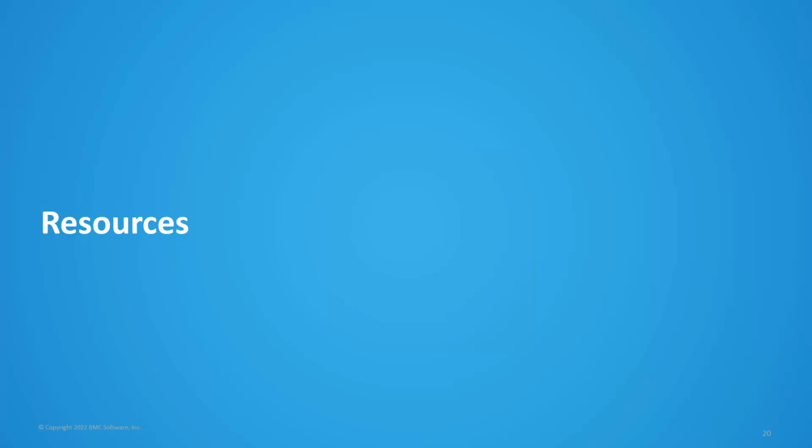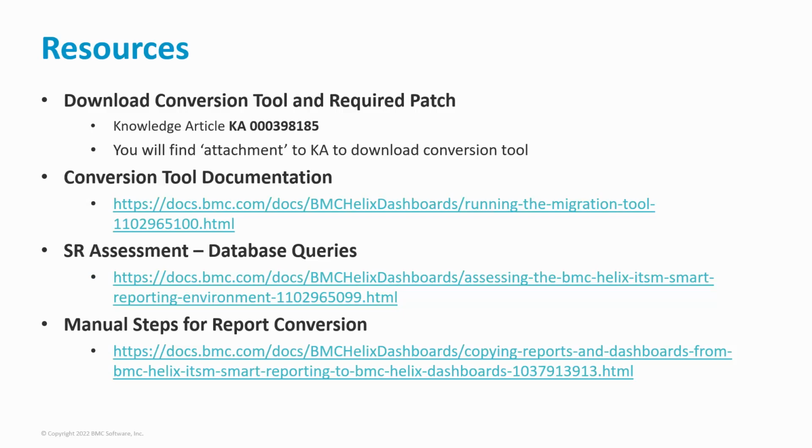Coming towards the end of this webinar, here are some resources that you can refer to. To download the conversion tool, please visit BMC Support Central and search for knowledge article 398185. This knowledge article includes all the details for the conversion tool, and attachments for this article include conversion tool binaries that you can download. Others are links to documentation. One for the conversion tool, another for Smart Reporting assessment queries as we discussed earlier, and the last link is how you can manually convert the remaining reports.